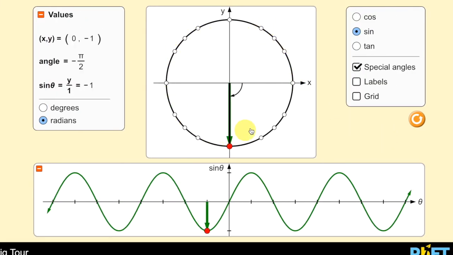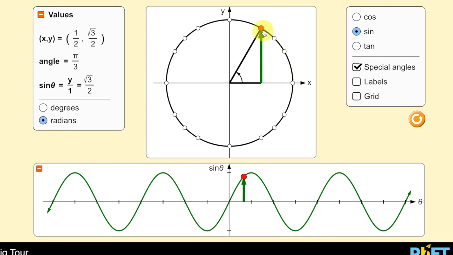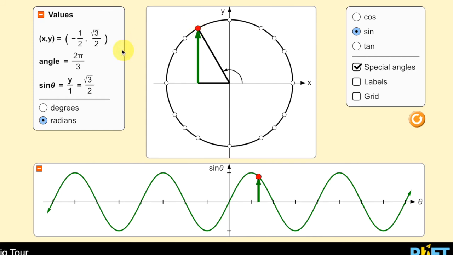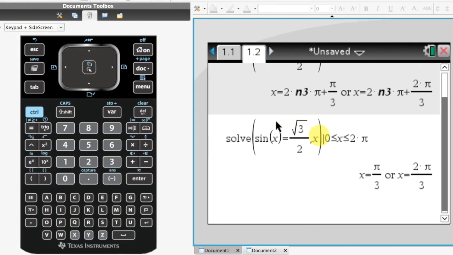So let's start back at 0. Because if I do one revolution of the unit circle, we have pi on 3 satisfying the equation. And we also have 2 pi on 3 satisfying the equation. So that is the same as what we've got going on over here. So our solutions for one revolution forward of the unit circle are pi on 3 and 2 pi on 3.